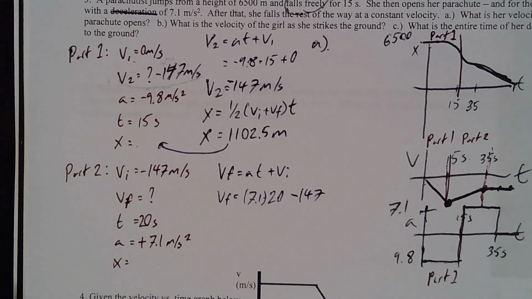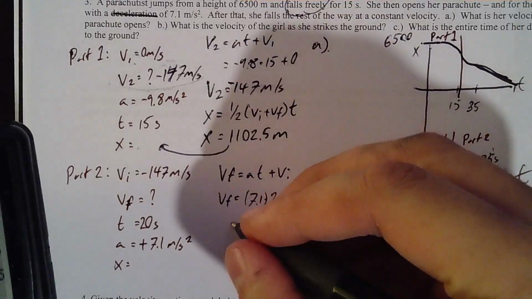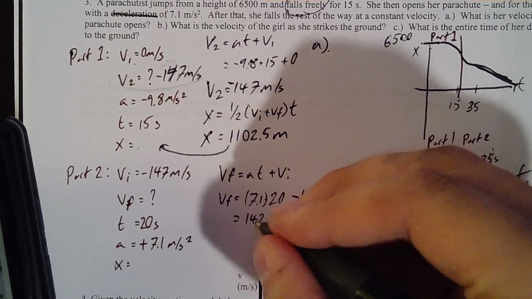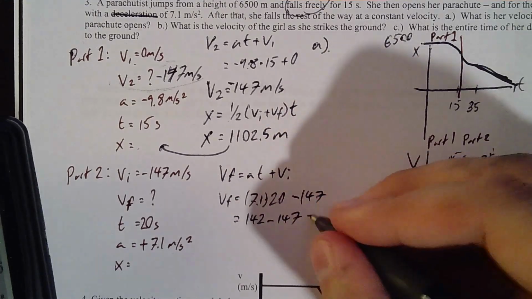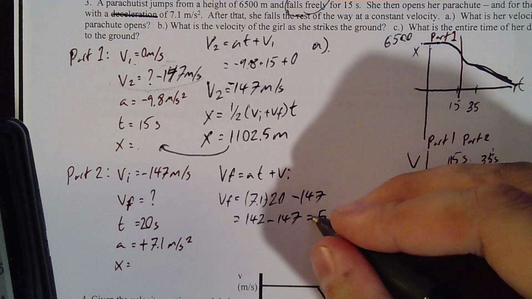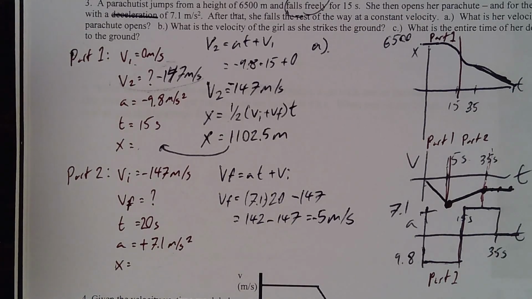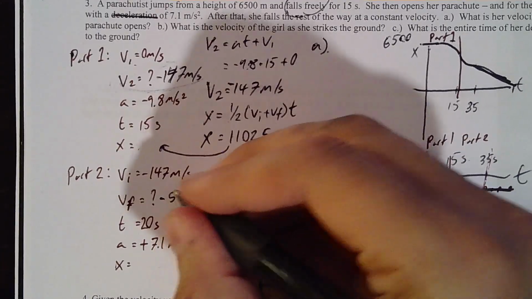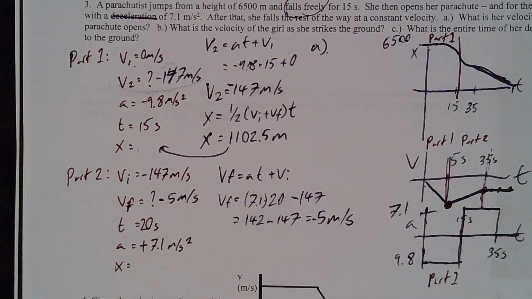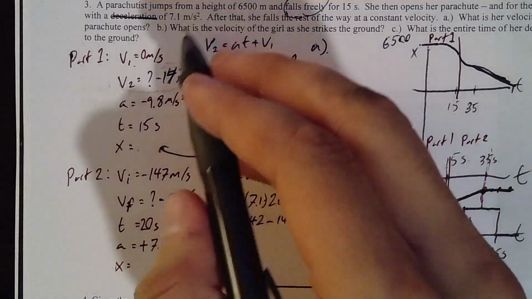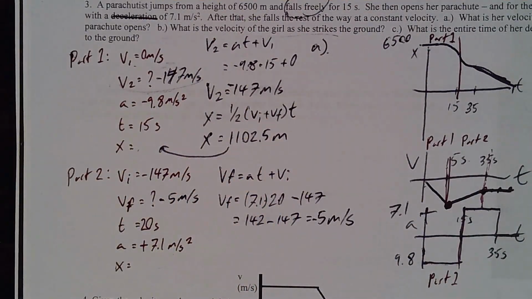7.1 times 20. Not 71, 7.1 times 20. That's 142. So we get that this is 142 minus 147, which gives us negative 5 meters per second. Lovely. Perfect. This is going to be then our VF. So we have that there. This right here is her velocity as she strikes the ground.